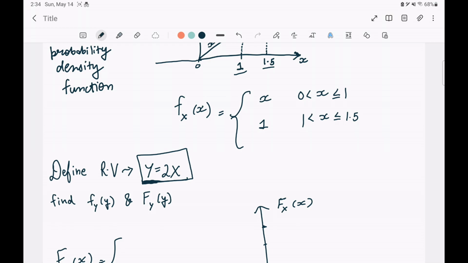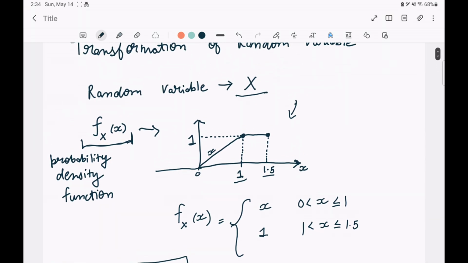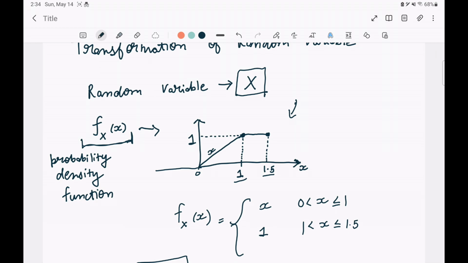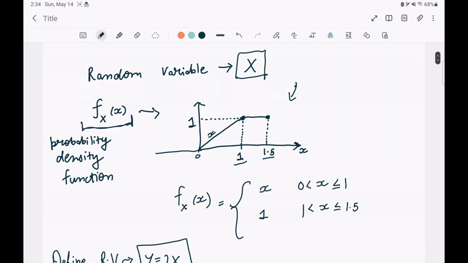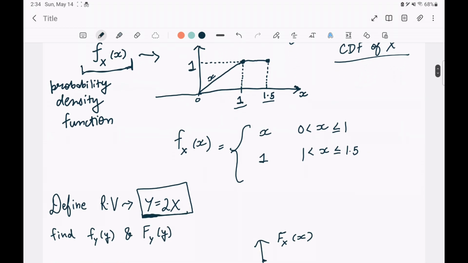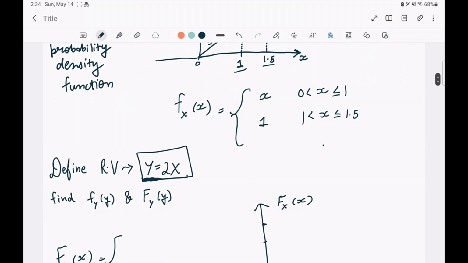Now, in order to start solving this problem, first we need to analyze the random variable x in depth. So we need to find out its probability density function as well as its cumulative distribution function. So let's start by finding out the cumulative distribution function, the CDF of x. Now, you know that the cumulative distribution function of x is the integral of the probability density function of a random variable.